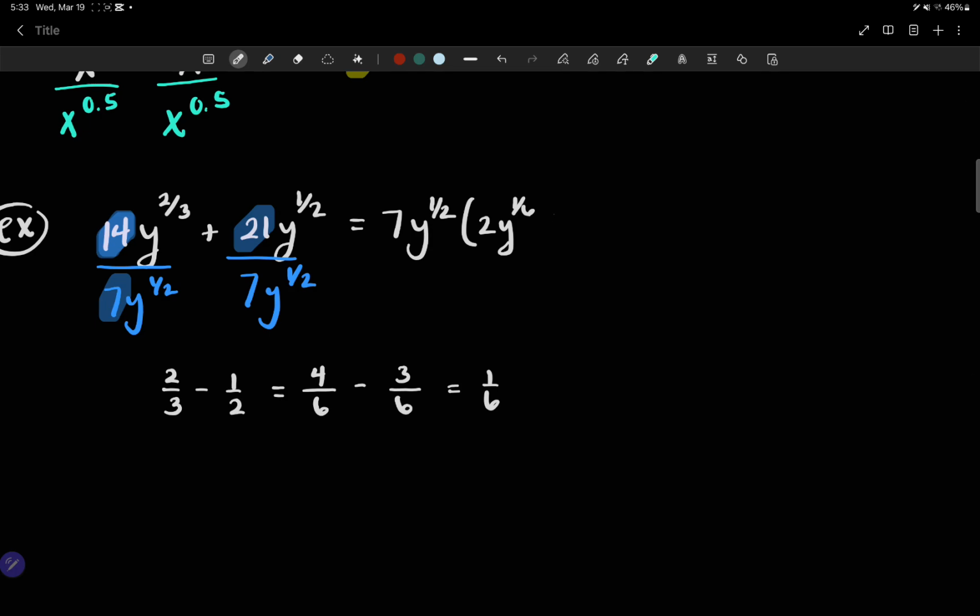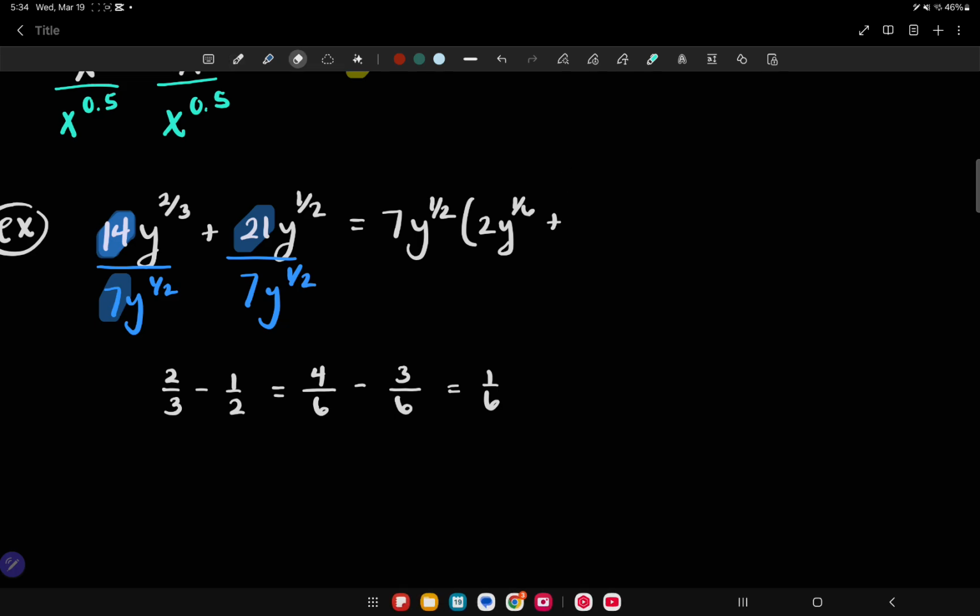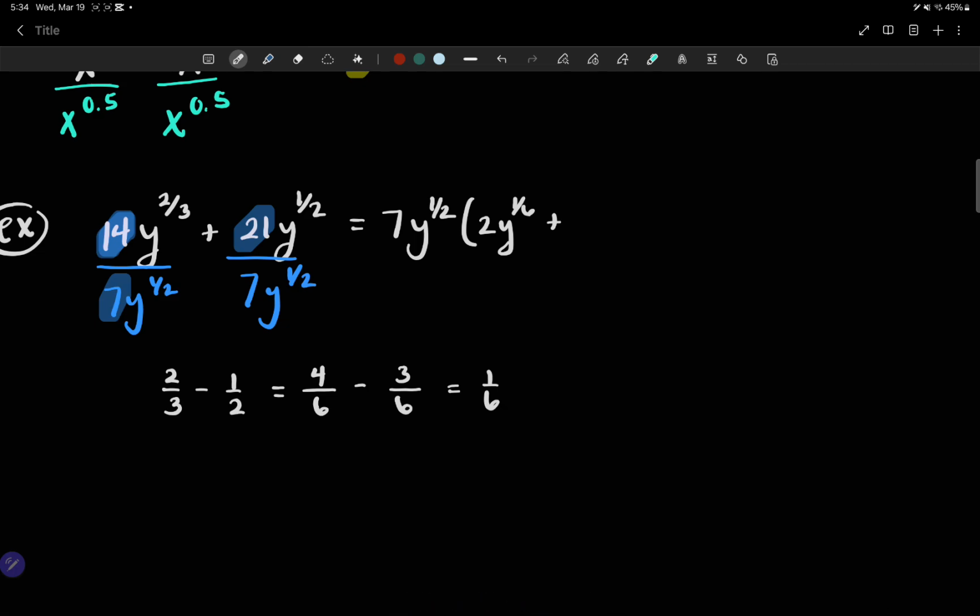Now we've got a plus here. We've got a 21 divided by a 7. If I was dividing by a -7, this plus would change to a negative, but I'm not. So positive 21 divided by positive 7 is just 3. And then y to the 1/2 divided by y to the 1/2 is just going to be 1. So there you have it. There is how you can factor with fractional exponents.